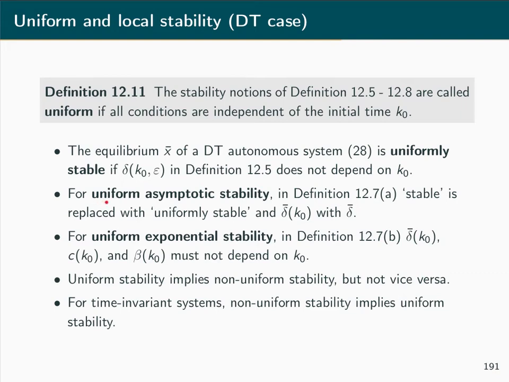A system is called uniformly asymptotically stable if in definition 12.7a the word stable is replaced with uniformly stable and the expression delta bar of k0 is replaced with just delta bar. A system is called uniformly exponentially stable if in definition 12.7b the delta bar of k0, the c of k0, and the beta of k0 are independent of the time k0. Clearly, uniform stability implies non-uniform stability, but not vice versa. Moreover, for time-invariant systems, non-uniform stability implies uniform stability.